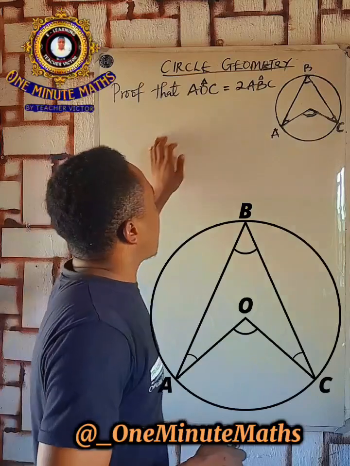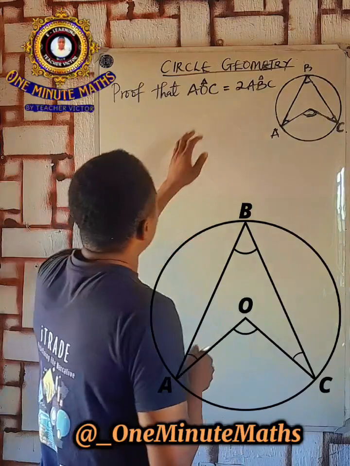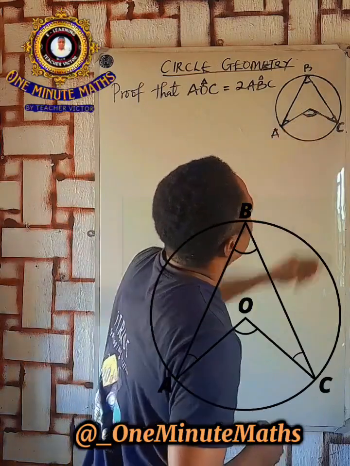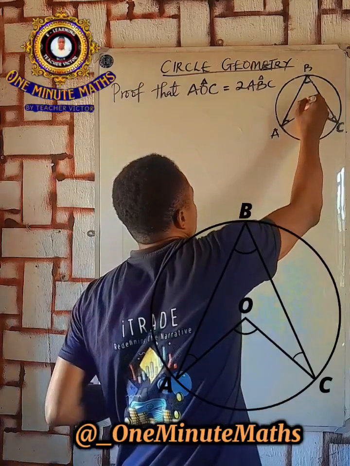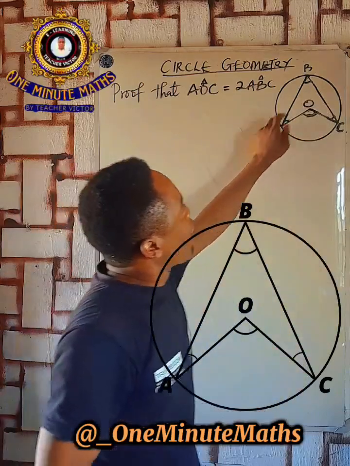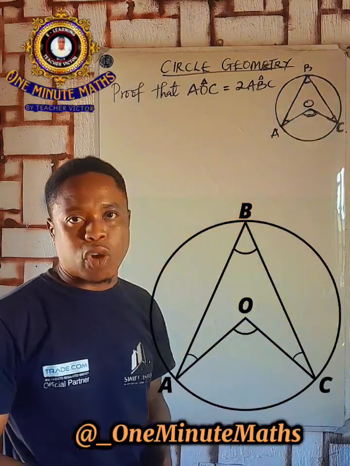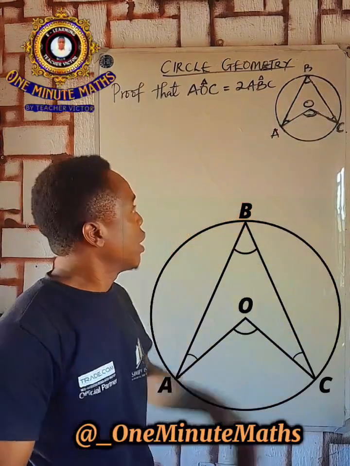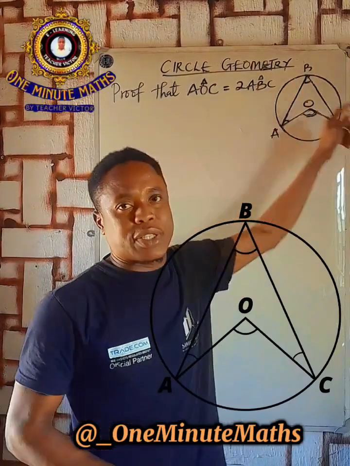A proper diagram to illustrate this proof is this. AOC, the angle at the center of this circle, is twice the one that we see at any point on the circumference. Of course, we know what the circumference is, right? The circumference is the edge or the line that forms the circle.